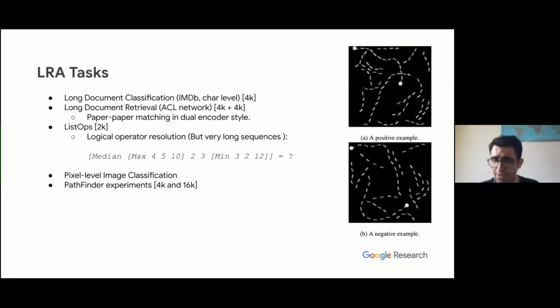We actually had, I think, 10 more, but we started pruning a bunch of them, and then we ended up with these 5 tasks because they were somehow representative, and there's less redundancy in terms of the aspects that they evaluate. The first one is long document classification, which is basically IMDb, but with a character level setup.